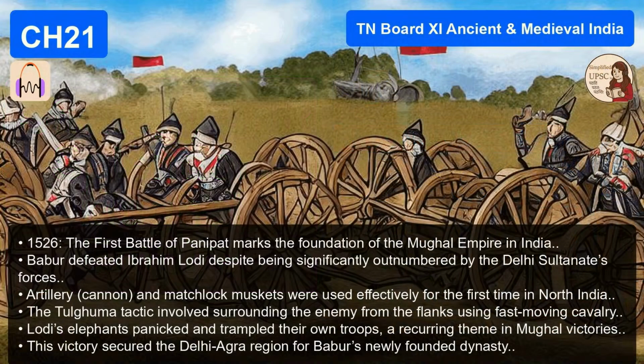So Lodi's army was basically trapped. Completely trapped and then pounded by artillery. The elephants, which were supposed to be Lodi's trump card, panicked from the sound of the cannons and ended up trampling his own men. It was a tactical masterpiece.